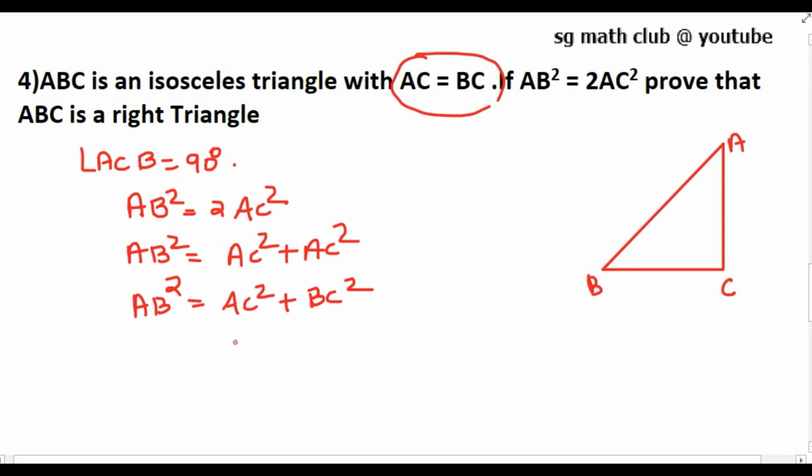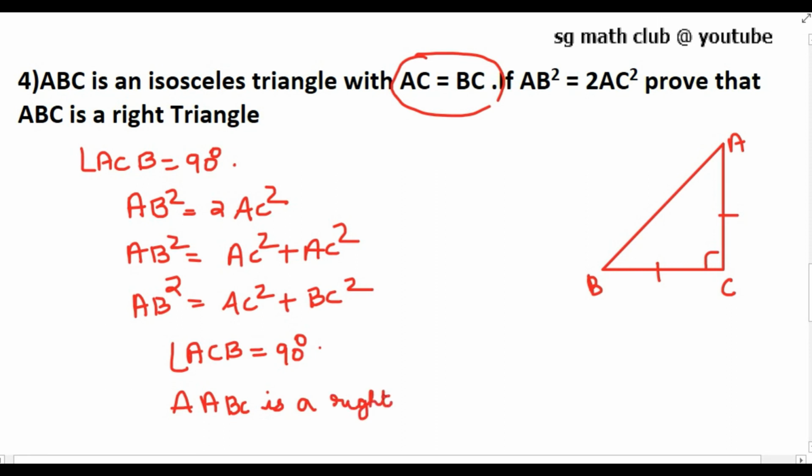Now I got the Pythagoras relation, that is AB square is equal to AC square plus BC square. We know by the converse of Pythagoras theorem, that if the square of the hypotenuse is equal to the sum of the squares of the other two sides, then those two sides contain a right angle. So these two sides contain a right angle. That means angle ACB is 90 degrees. If one angle in a triangle is 90 degrees, we call that triangle a right angled triangle. Therefore, finally, I can write that ABC is a right triangle.